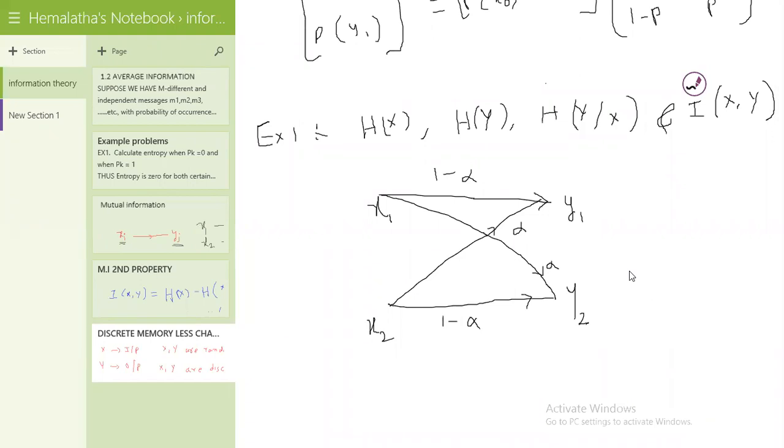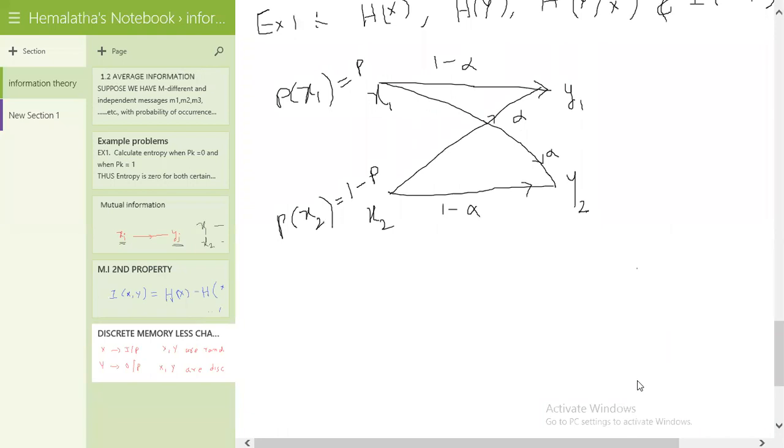Okay. So here another information is also given to you. P of x1 equal to P of x2 equal to 1 minus P. Please calculate or determine h of x, entropy of input, entropy of output, the conditional entropy, and mutual information. First, we have to write the equations.